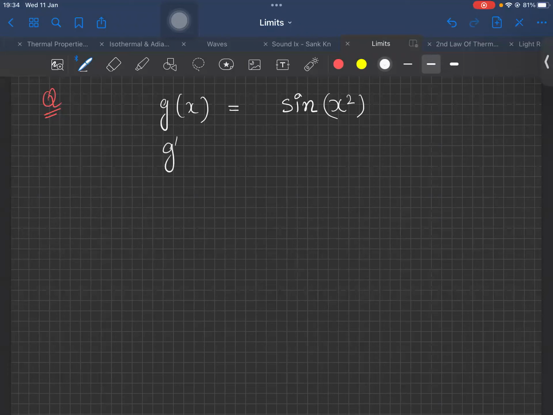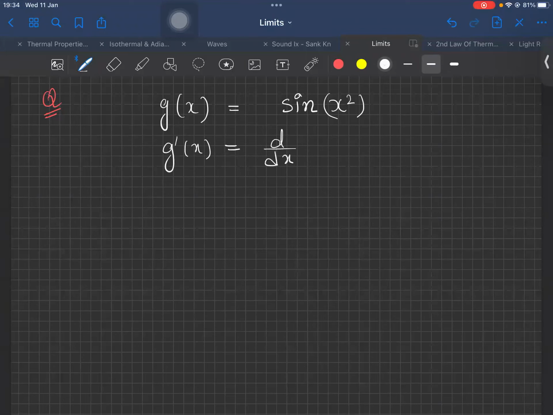Again, g dash of x will be equal to, I don't think this is there in the syllabus. Wait, let me check one more time. If it is not there, we are not going through it. Okay, this function has not been defined. Okay, let's leave it. But anyway, the differentiation is similar.